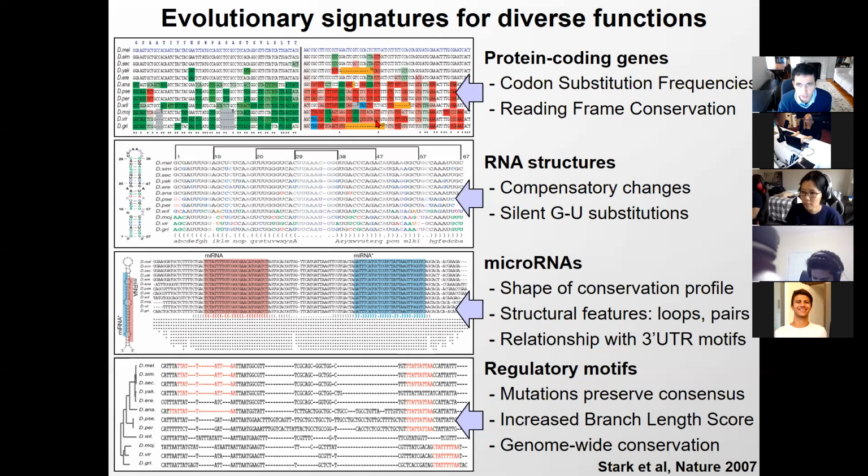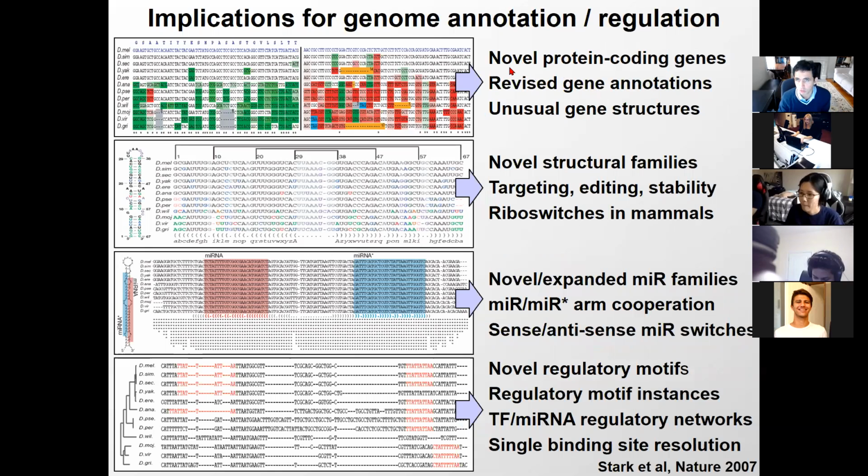Okay, so using this, we can now go into protein coding genes and discover new protein coding genes, or revise existing protein coding genes, or detect unusual gene structures. Within RNAs, we can develop methods to detect novel structural families, or ways of recognizing targeting or editing or stability signals, and also riboswitches.